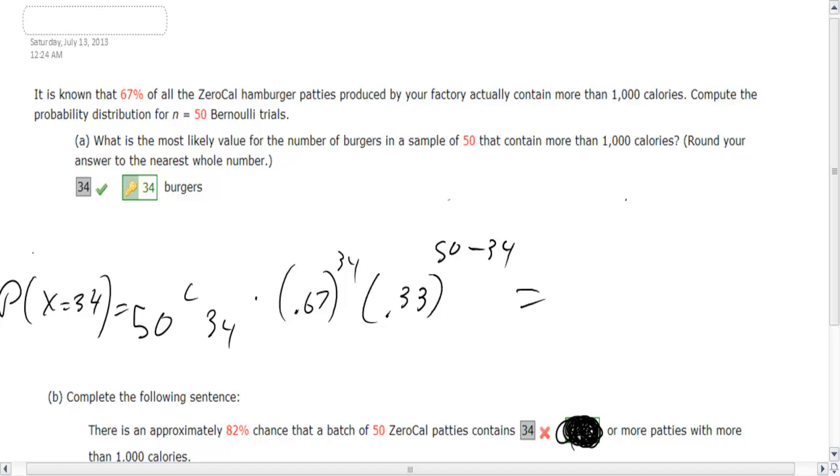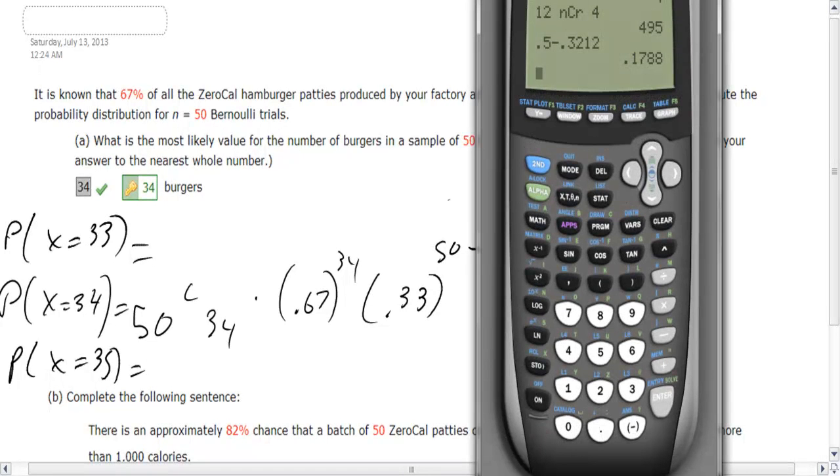And then you could compare this to the probability of 33 and 35 and see which one has the highest probability, and there's your answer. Now what's the quick way to do this, because that would be a lot to do by hand? We can always use our graphing calculator to help us out with this.